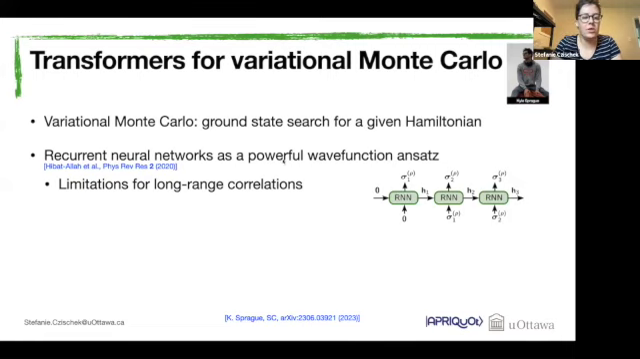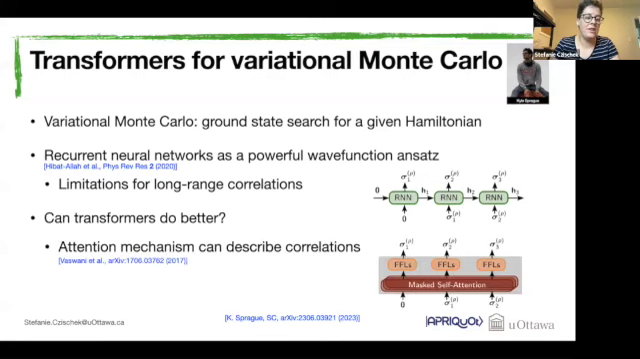A very promising approach is to use recurrent neural networks as a wave function ansatz, so as a model to encode this squared wave function amplitude. And these perform very well, but people have also found out that they are limited if we have long-range correlations in our system. Because these long-range correlations are the limitation in recurrent neural networks, and we learned earlier that transformers are much better at capturing such long-range correlations, we would expect that transformers can do better just because this attention mechanism, the basic element of the transformer, can describe correlations much better.